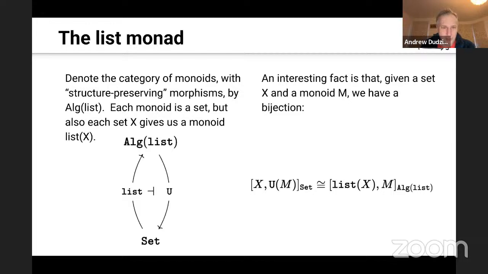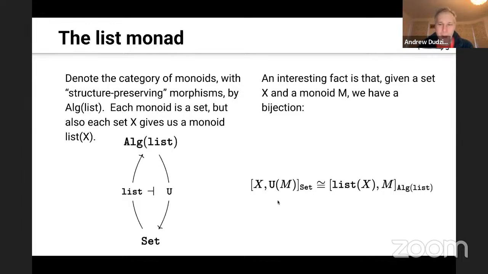I mentioned briefly that given any set, the lists of that set are themselves a list algebra under concatenation. That is to say, you can always fold a list by thinking of everything in it as a list and then concatenating all of them. It's maybe not as interesting as you'd like, but you can always do it. So there's this list functor going into algebras for list, and then this forgetful functor that forgets the algebra structure.